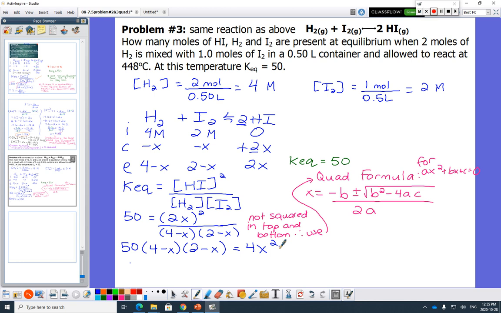Also, what I tell my grade 10 math students, I recommend that you FOIL first and then distribute the 50. But again, you don't have to. There is a way to streamline FOILing as well. I don't even teach my grade 10s that, to be honest. But by the time you get to grade 11, maybe you can see it. If not, just show all the steps. So 4 times 2 is 8. 4 times negative x, negative 4x, negative x times 2, negative 2x, negative x times negative x is positive x squared. Okay?